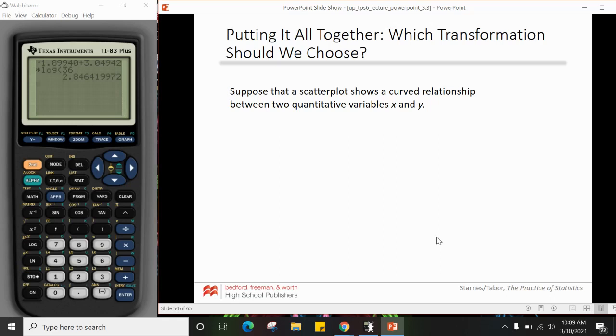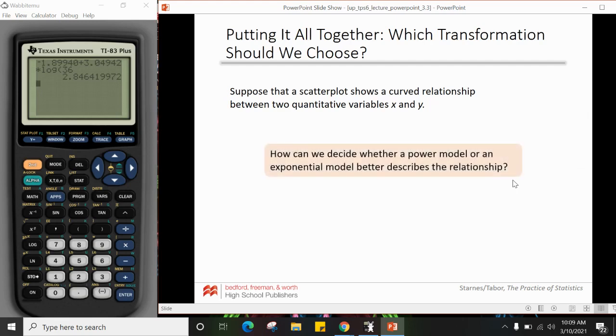So I think this is a nice little wrap up subsection. Putting it all together, which transformation should we choose? Suppose that a scatter plot shows a curved relationship between two quantitative variables, x and y. How can we decide whether to use a power model or an exponential model to better describe the relationship?